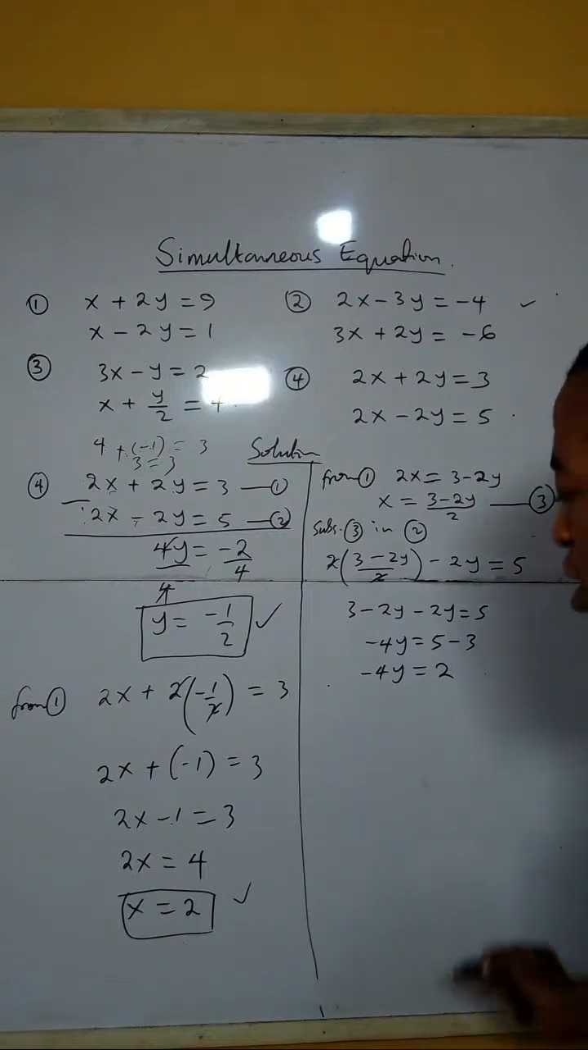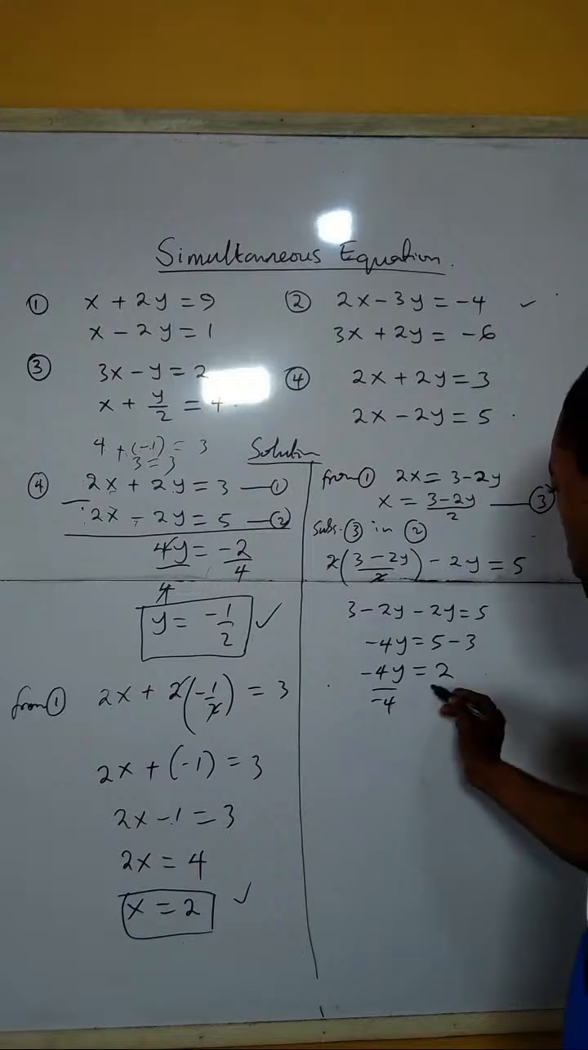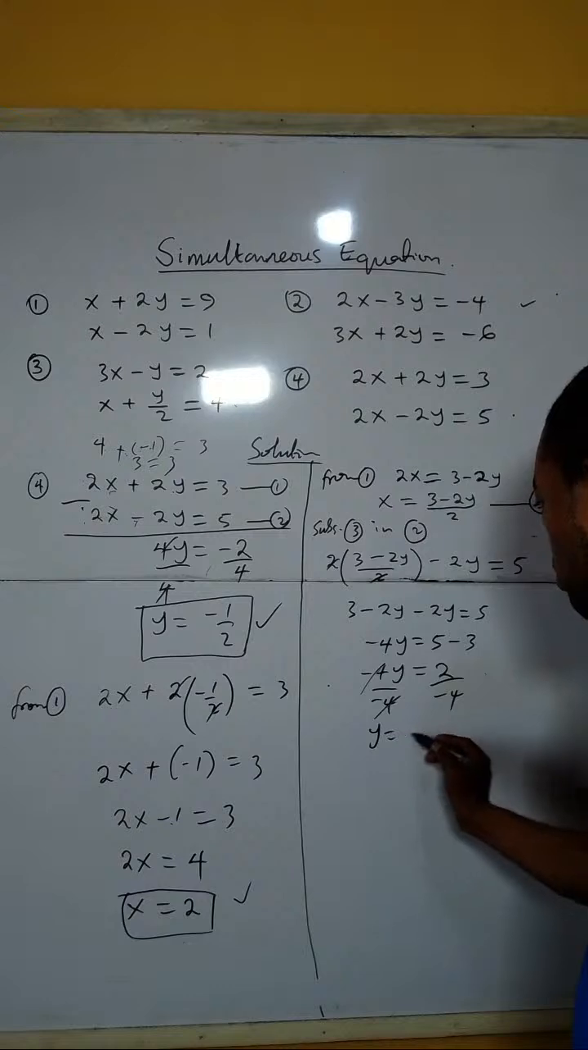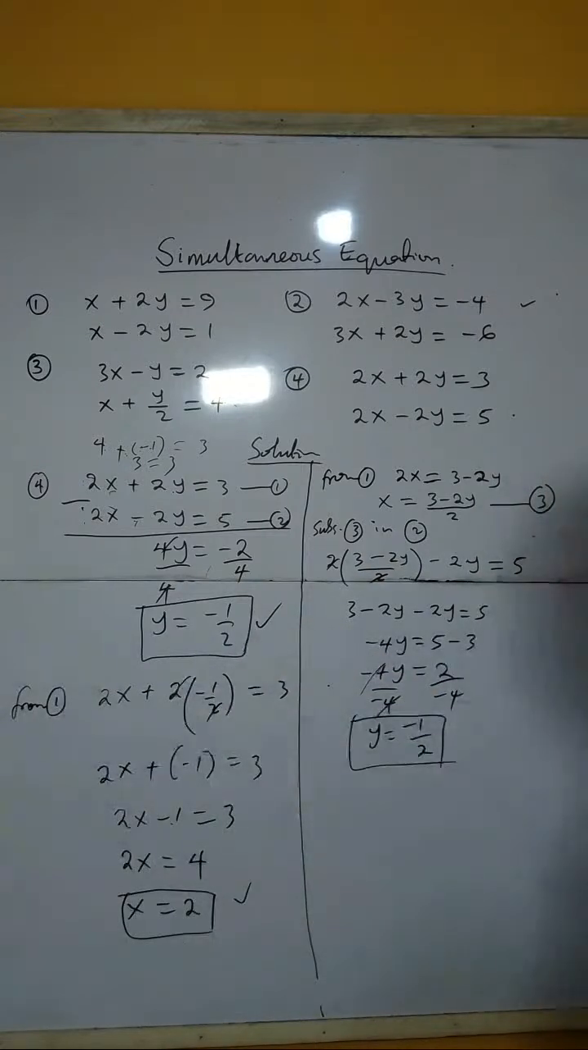Here we can divide both sides by minus 4. So divide here by minus 4, also here by minus 4. Minus 4 cancel each other. So y equals to 1 over minus 2, which is minus 1 over 2. Also same thing with what we have there.